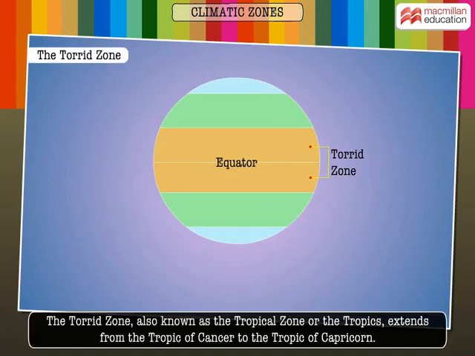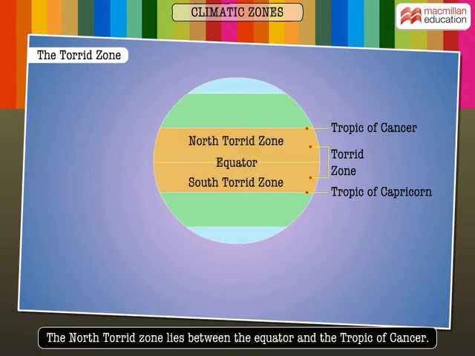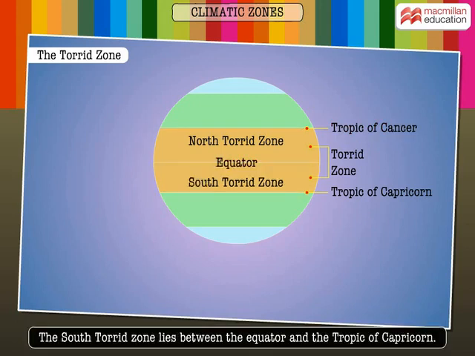The Torrid Zone, also known as the Tropical Zone or the Tropics, extends from the Tropic of Cancer to the Tropic of Capricorn. The equator lies in the middle of this region and divides it into the North Torrid Zone and the South Torrid Zone. The North Torrid Zone lies between the equator and the Tropic of Cancer. The South Torrid Zone lies between the equator and the Tropic of Capricorn.